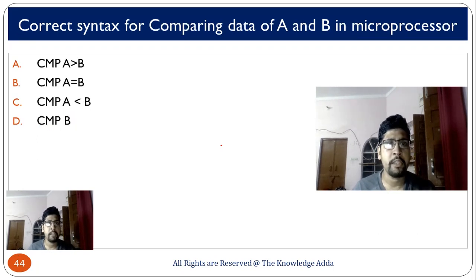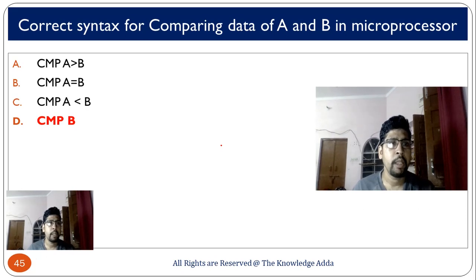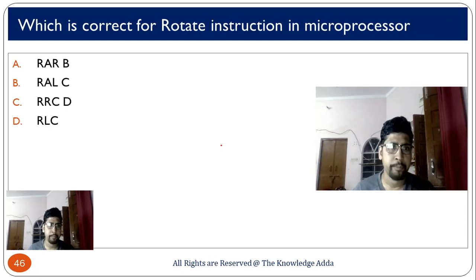Now correct syntax for comparing data A and B. So friend, here A, B, C are not possible, because by default whatever register you mention with this instruction, that will be compared with the accumulator. So D option is the correct option.